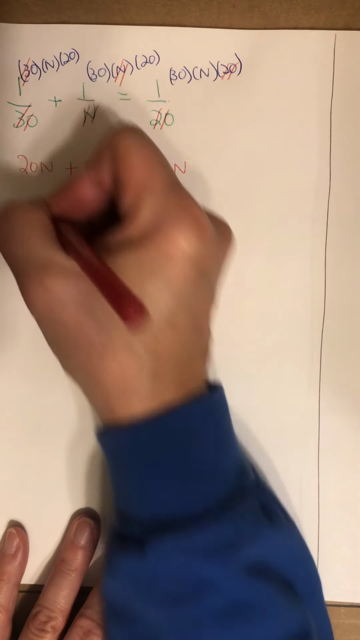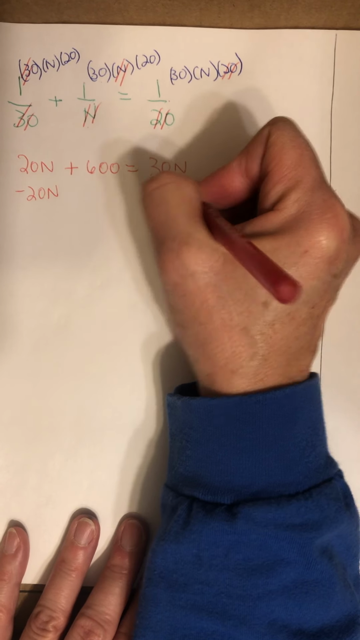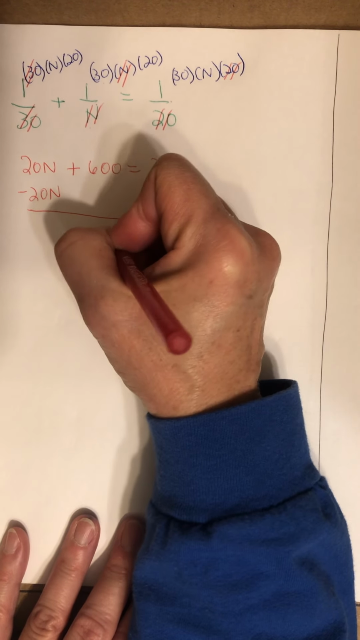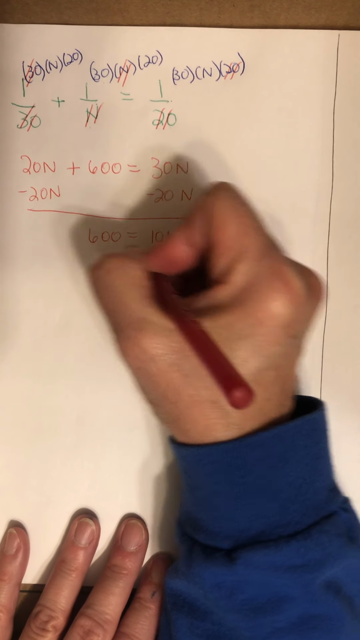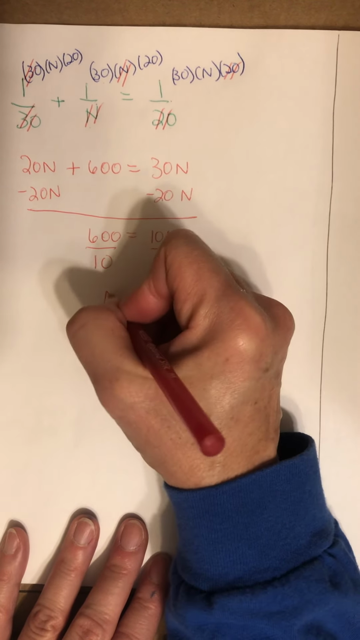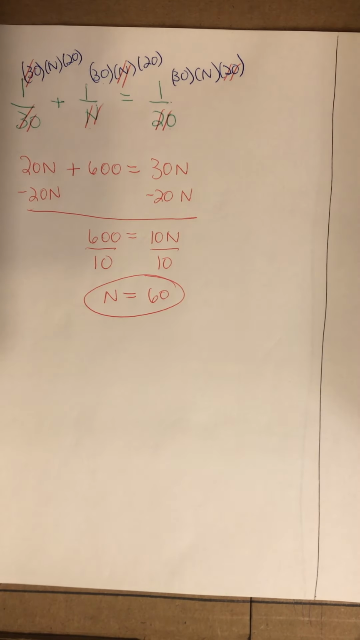Let's get our like terms together. We'll subtract a 20n from both sides. We get 600 equals 10n. And when we divide by 10, we get Norton would take 60 minutes to do the weeding on his own.